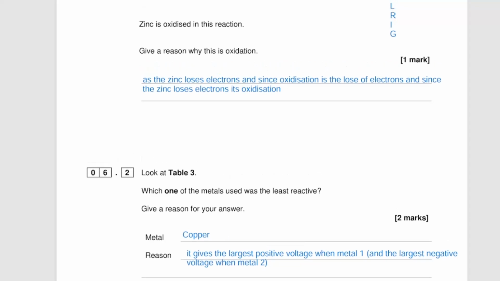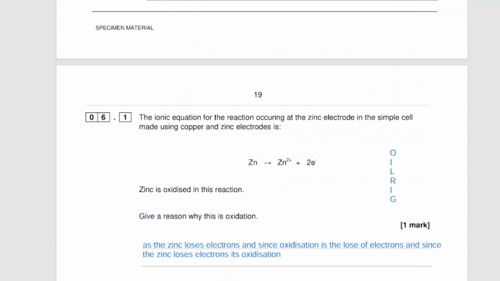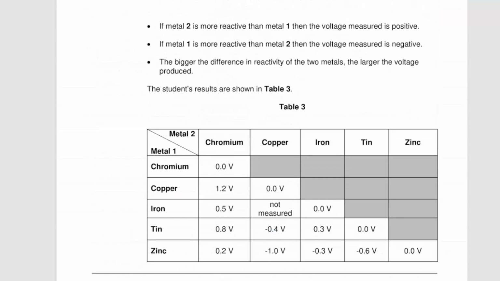And then we're asked to use table 3 to show which one is the least reactive. Copper, and that's because it gives the largest positive voltage when used as metal 1, with 1.2 being the largest positive voltage out of all of them. And when used as metal 2, it gives off the largest negative voltage.